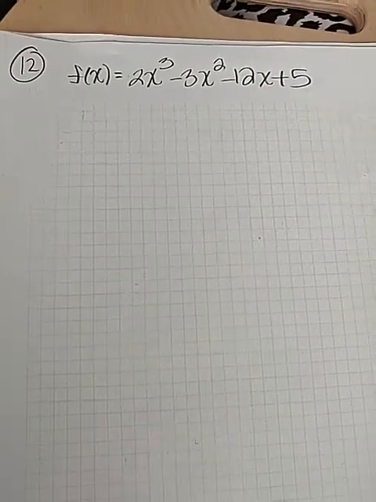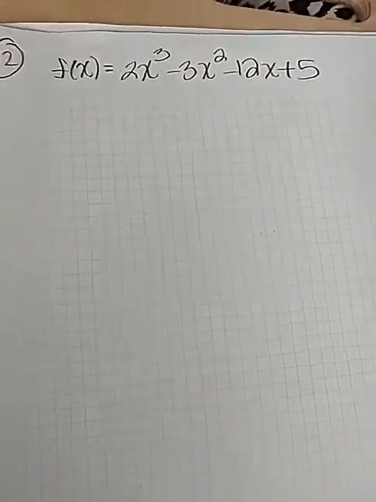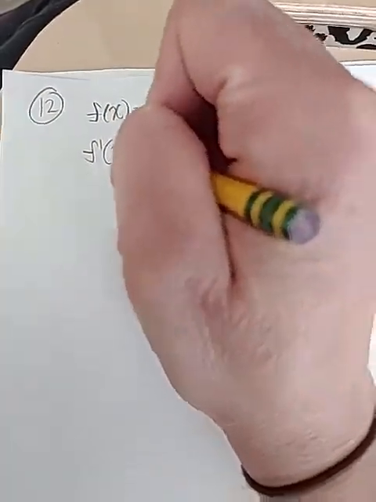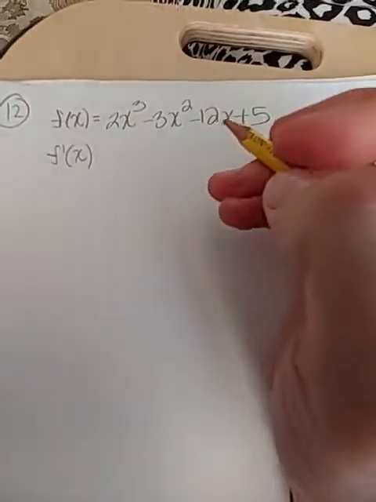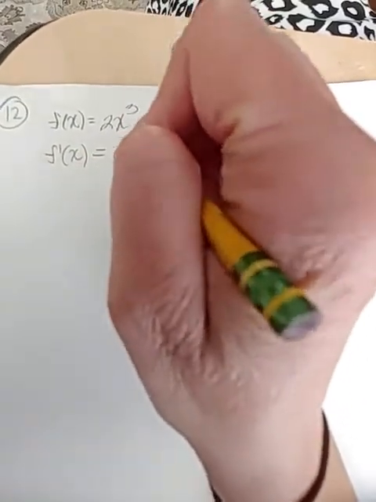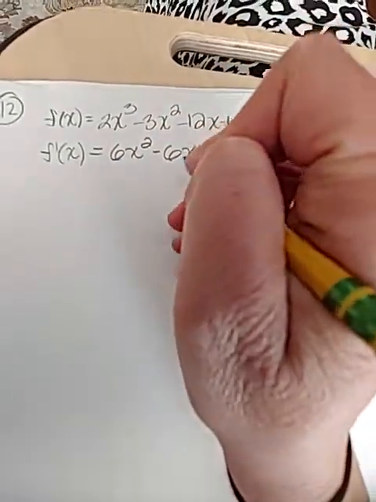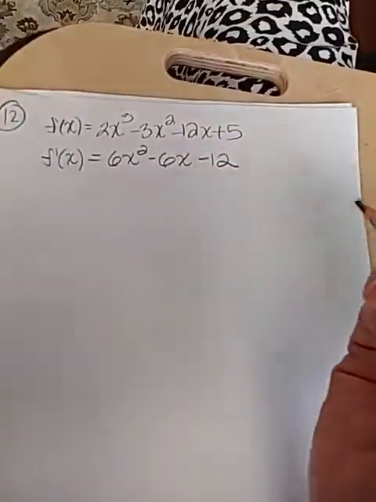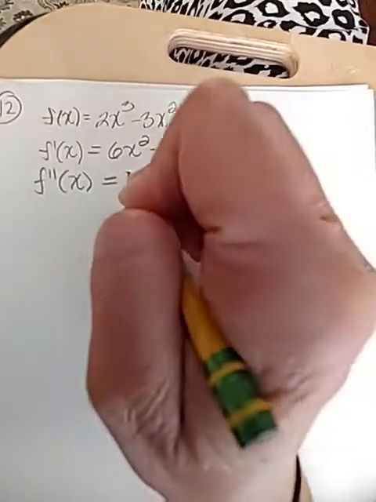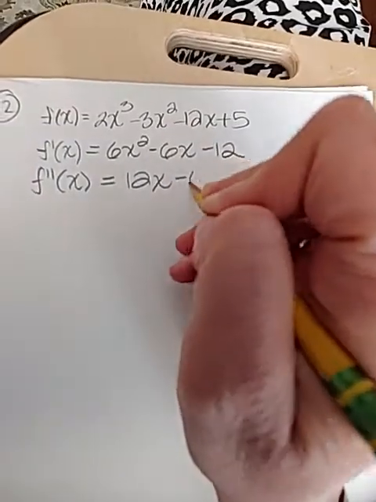We're going to discuss the concavity and the points of inflection for number 12. All right, so we need to find the second derivative, which means we have to find the first derivative first. So we have 6x squared minus 6x minus 12. That's our first derivative. Second derivative, 12x minus 6.